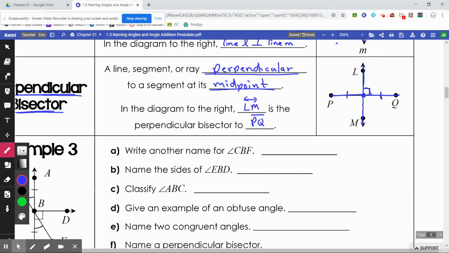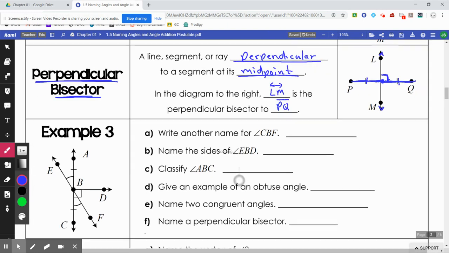Now be careful with this because does it work for both? LM is the perpendicular bisector of PQ, but is PQ the perpendicular bisector of LM? No. Why is that? Because they're perpendicular, PQ is also perpendicular to LM, but is this the middle of LM? No, there's no way it can be. I want to point out that LM is a line. Can you cut through the middle of a line? No, lines go forever. Lines don't have middles. So you got to be careful. You can find the perpendicular bisector of a line segment because a line segment has a middle, but a line does not have a middle.